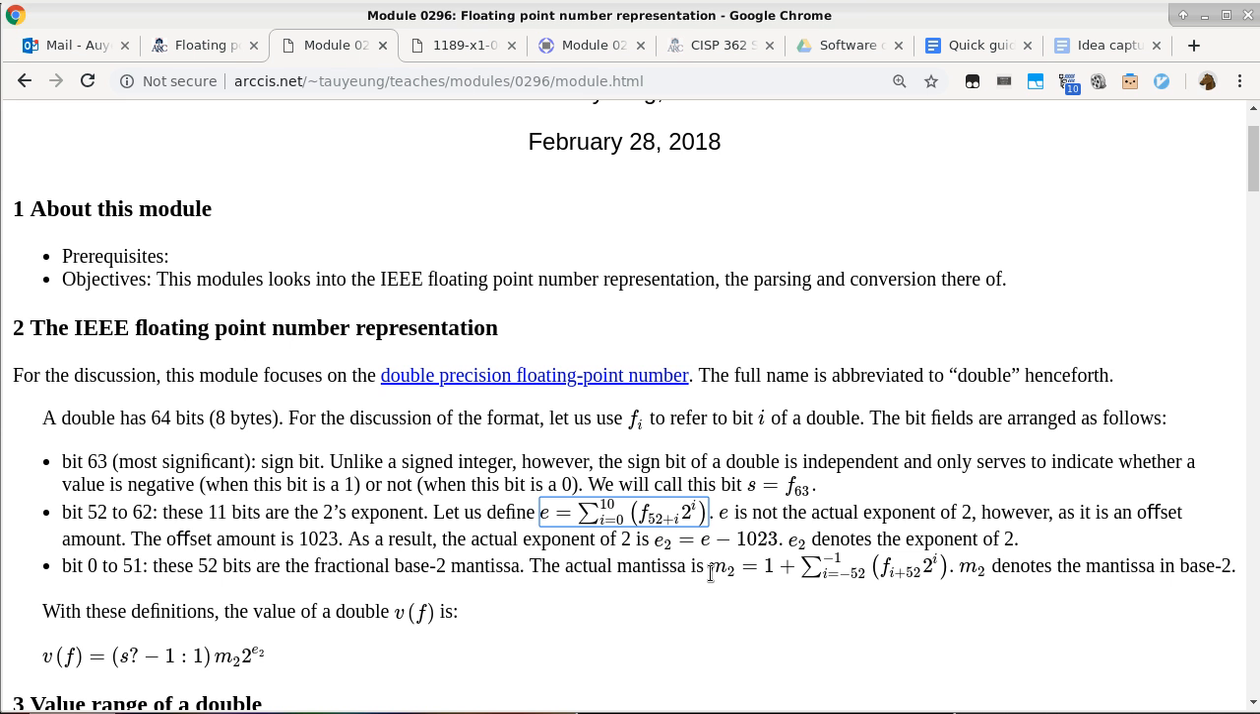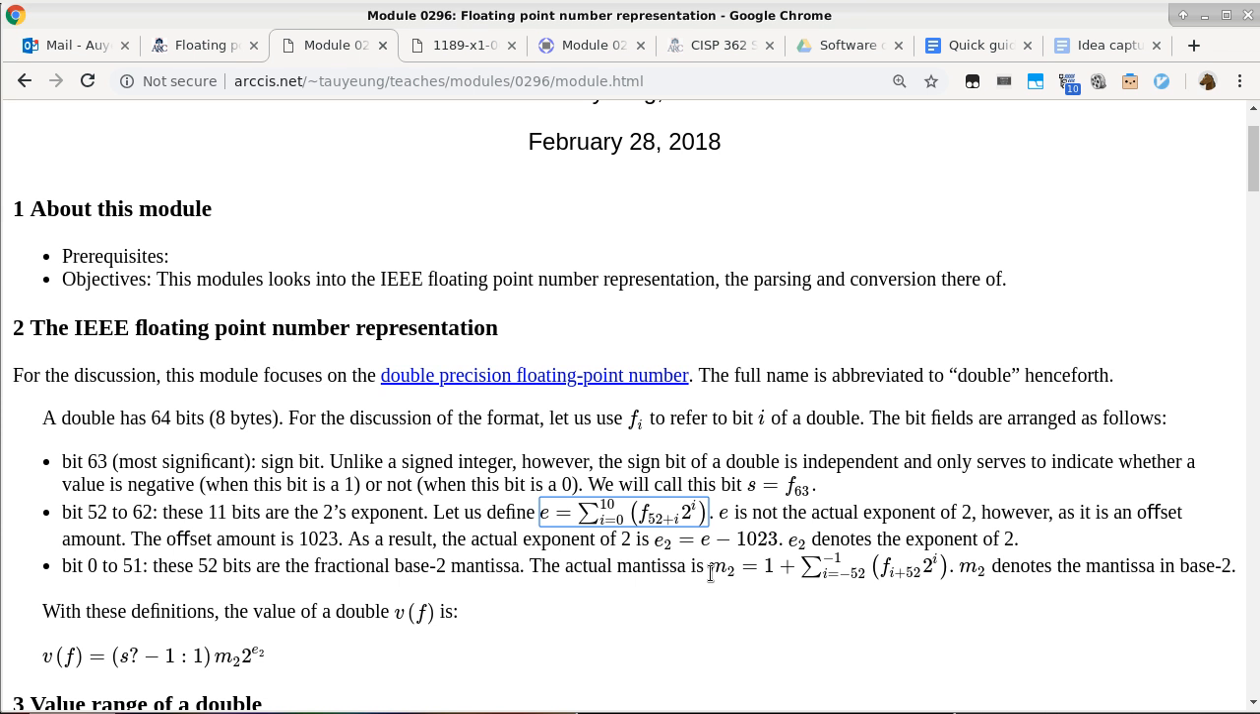When i becomes 1, we use bit 53 to determine, do we have a 2? When i is 2, we use bit 54 to determine whether we have a 4 or not, and so on. So it really is just like the interpretation of an unsigned number, except it is offset by 52. Do we have any questions about bit 52 to bit 62?